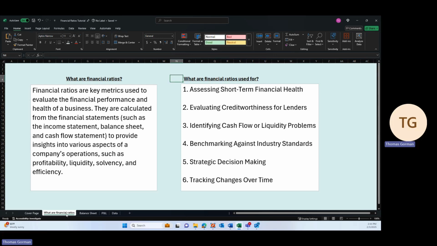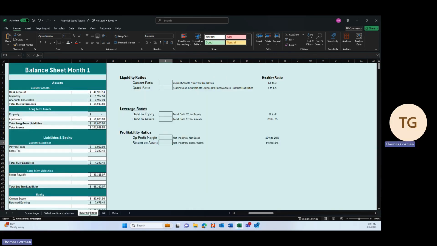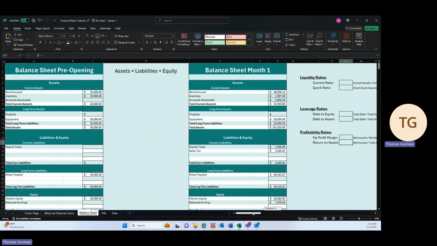So with that said, let's go ahead and get into these ratios and take a look at what they can do for us. So go over to our balance sheet. Now, you guys may recognize this balance sheet. It is the same balance sheet that we used in our Basics of Financial Statements tutorial.